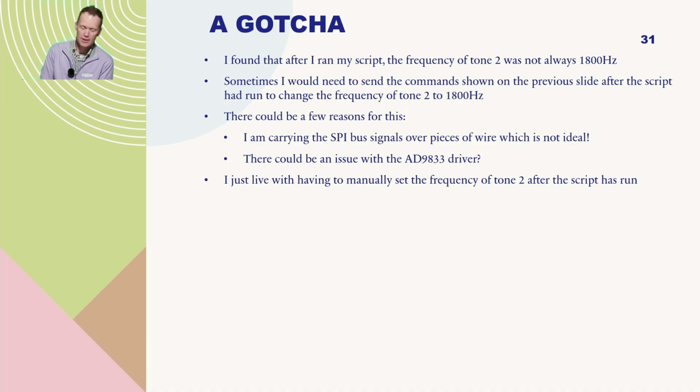I did find a gotcha when I was programming them. I found that I have them on 2 separate SPI buses, but even with that, I found that sometimes the second one, the 1800 hertz tone generator, wouldn't start on the right frequency. Sometimes it would start at like 2 kilohertz or 2.1, and I had to go manually, after having run the script, into the terminal and set it again. Now I'm not sure why that is.